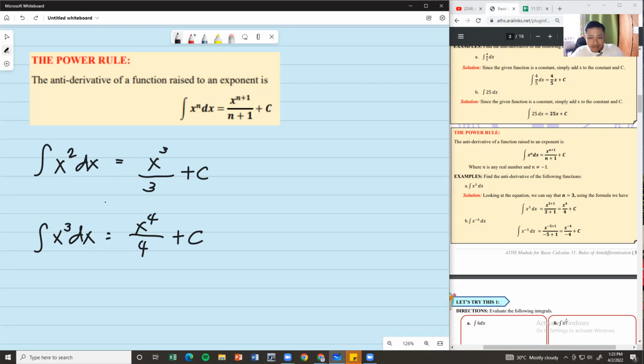Okay, let's have another. The integral of x raised to negative 2 dx. What will be the answer? Type the answer in the chat box, please. The integral of x raised to negative 2 dx. So plus 1, whatever will be the result, the exponent will be copied to the denominator. Type it in the chat box, please. Let's see. What's the answer?